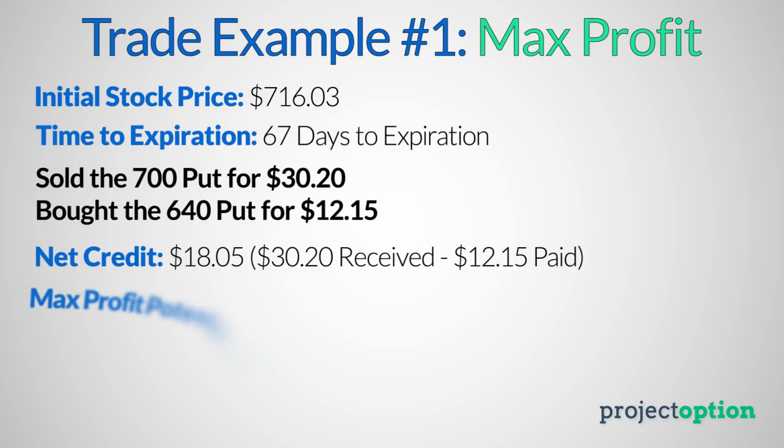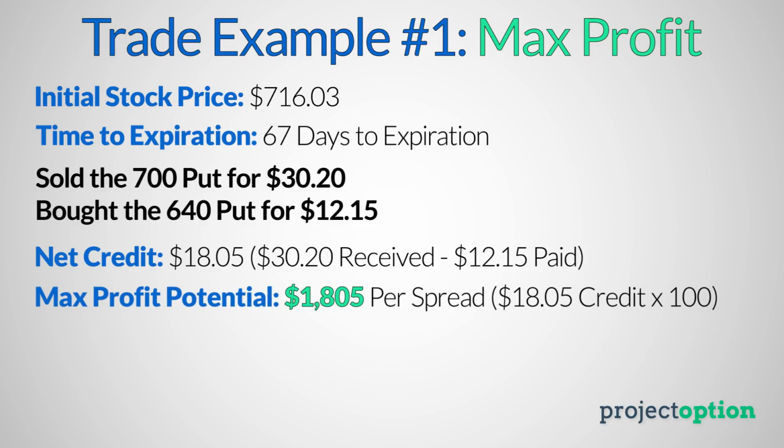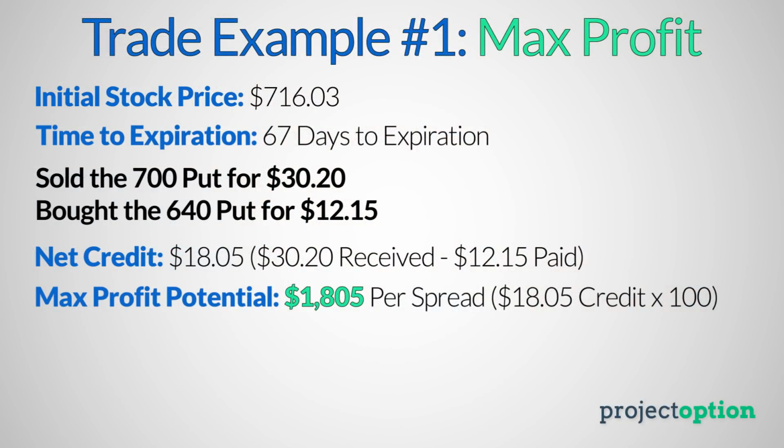The maximum profit potential of this put spread position is $1,805, and that comes from the $18.05 credit received times the option contract multiplier of 100, which is $1,805. If I sell this spread for $18.05 and it expires with a value of $0, that translates to an $18.05 profit per spread, and when multiplied by the option contract multiplier of 100, I get a profit of $1,805.